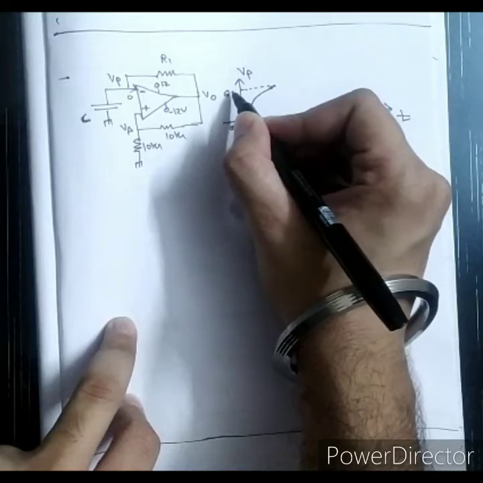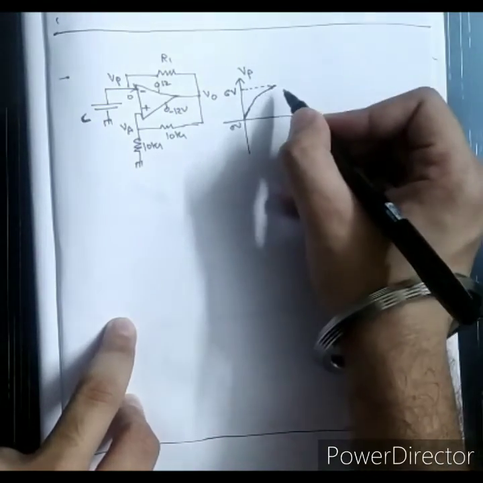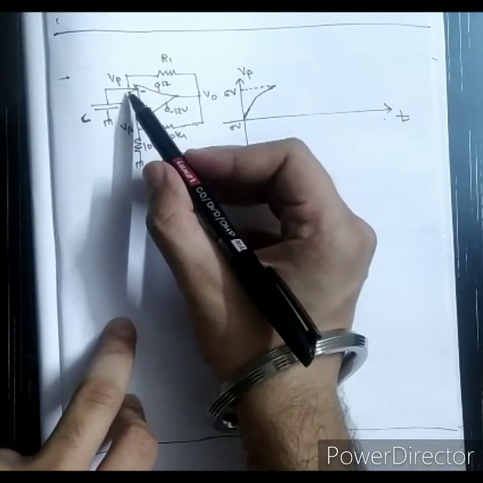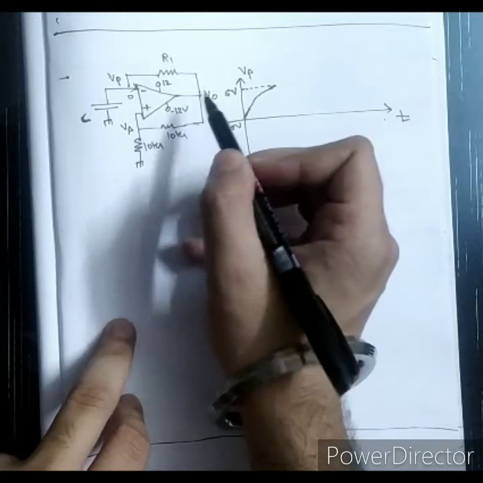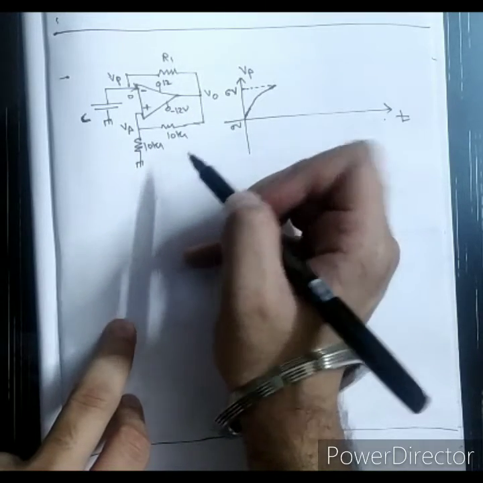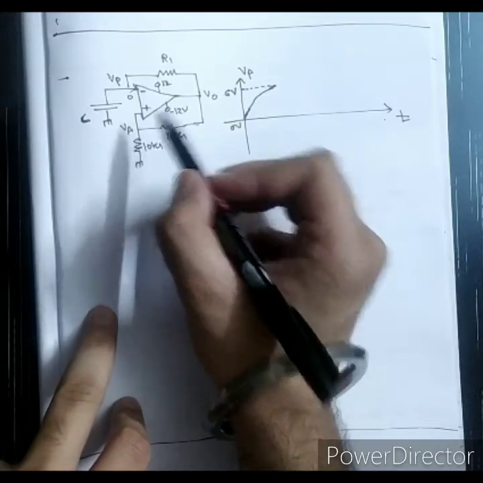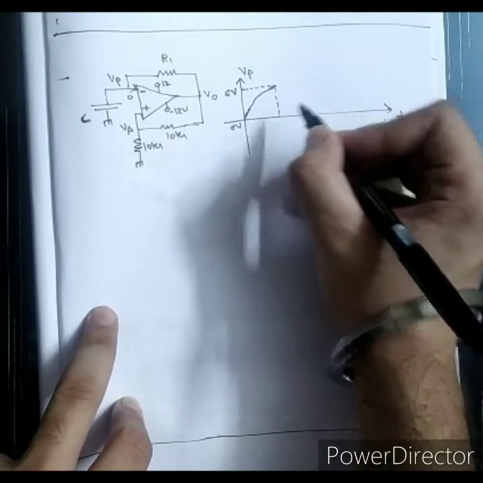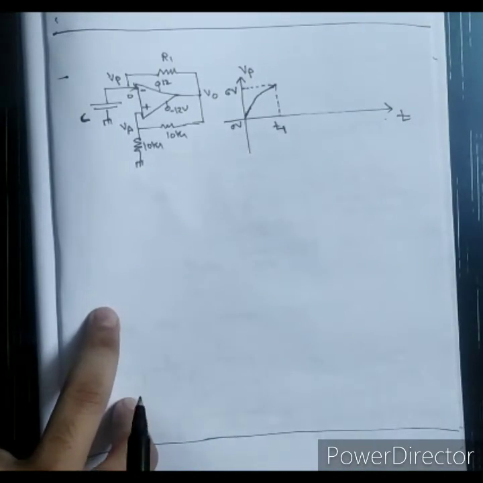So it will charge up to a certain point, it will charge up to 6 volt. Why? Because as soon as it crosses 6 volt, the output voltage switches to minus Vsat. Why? Because the negative terminal exceeds the positive terminal. So let's mark this point as T1 and see what happens after T1.